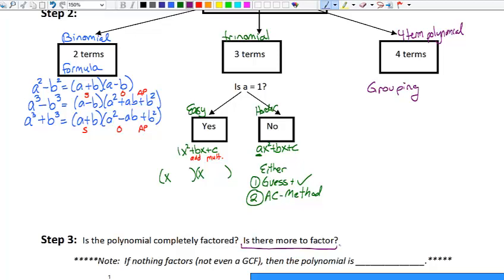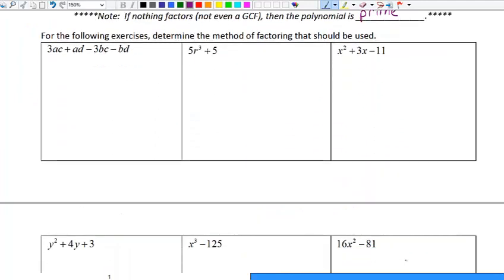Note, if nothing factors, not even a GCF, nothing factors from the original problem, then you can say that the polynomial is prime. But if one thing factors, like if you can factor a GCF out, then don't write prime. Prime would only be if nothing factors at all. So for the following exercises, we're just going to determine which method of factoring to be used, and then we're going to factor.